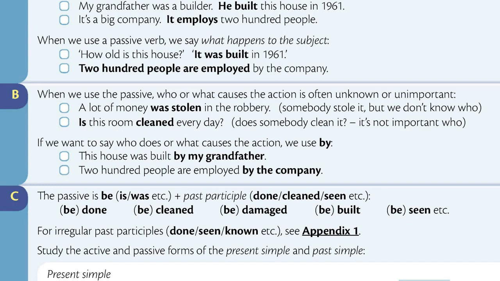Section B. When we use the passive, who or what causes the action is often unknown or unimportant. A lot of money was stolen in the robbery. Is this room cleaned every day? If we want to say who does or what causes the action, we use by. This house was built by my grandfather. 200 people are employed by the company.